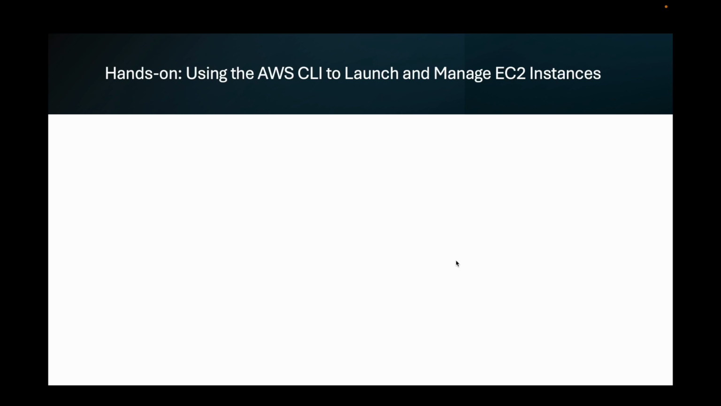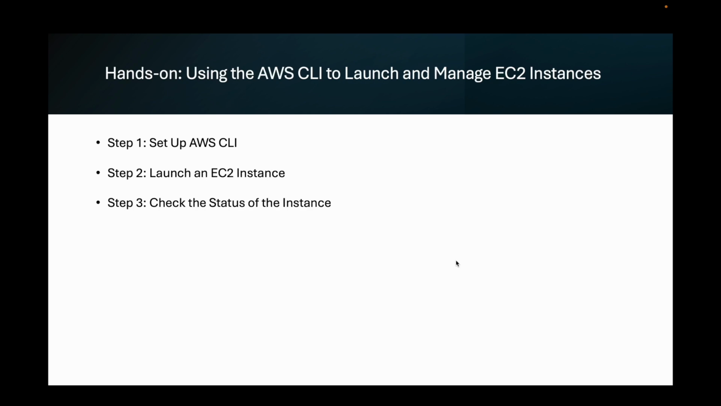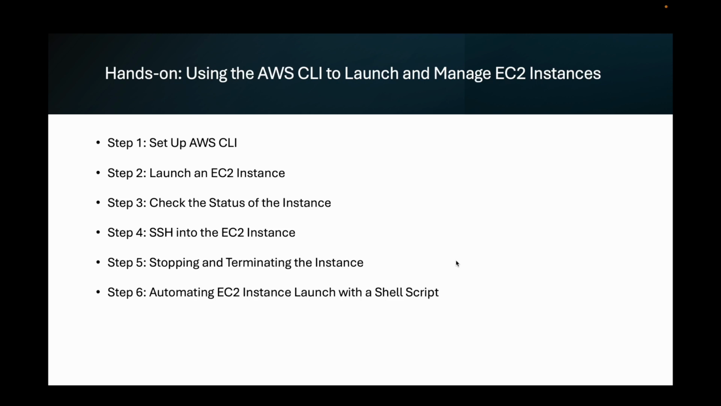In this particular case, we're going to just follow these steps where we'll initially set up AWS CLI. If you didn't do it in the previous section, you can do it here. Then launch an EC2 instance. Then we're going to check the status of the instance from the CLI. Then we'll SSH into the EC2 instance. We'll look at stopping and terminating the instance. And finally, we'll look at automating EC2 instance launch with a shell script. So let's get started and dive into the hands-on exercise.